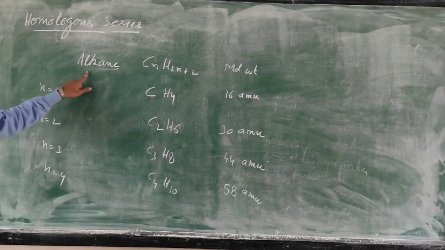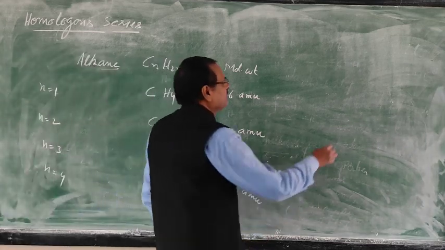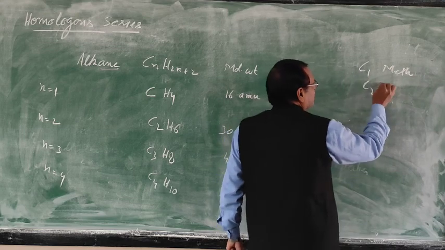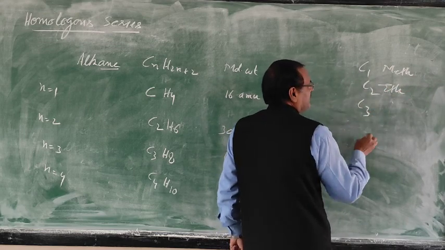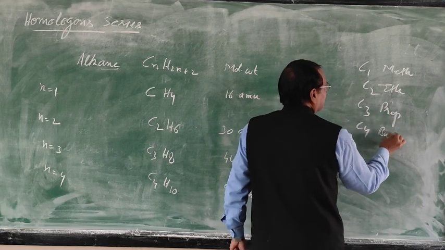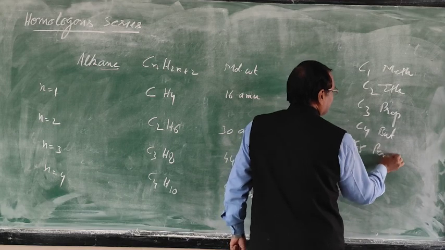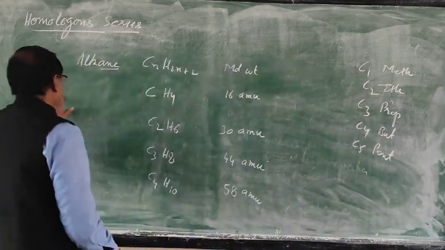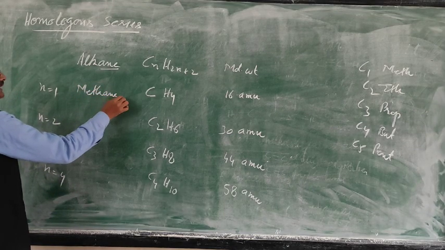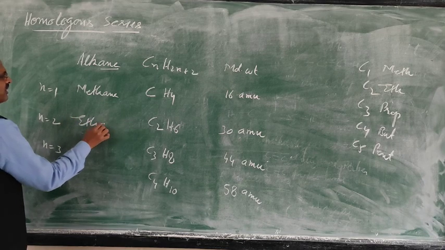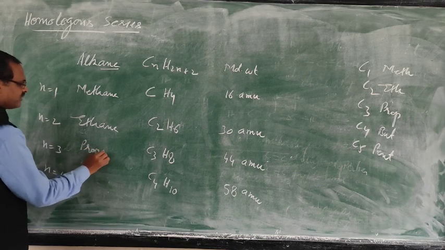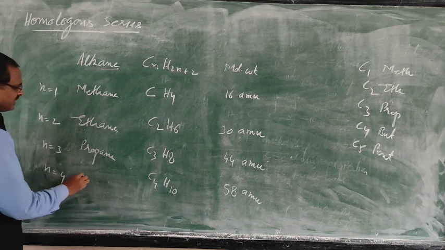So I want to tell you, if carbon atom 1 is there, you take meth. If carbon atom 2 is there, eth. If carbon atom 3 is there, you take prop. If carbon atom 4 is there, you take but. If carbon atom 5 is there, you take pent. So what will happen? One carbon atom is there, so that is methane. Two is there, ethane. Three is there, propane. Then four is there, butane.